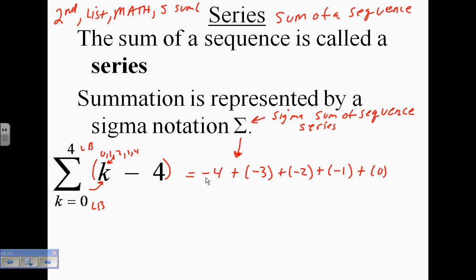Now, this is a series. You can have a non-positive integer to put in. Sequences you can't, but series you can. So you just add all those up. Negative 4, negative 7, negative 9, negative 10.